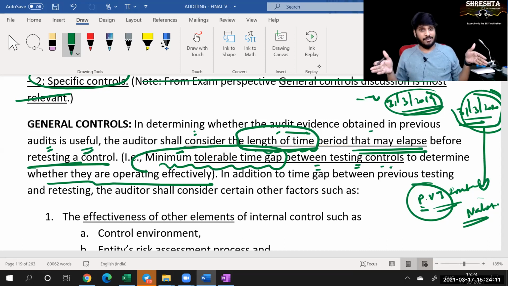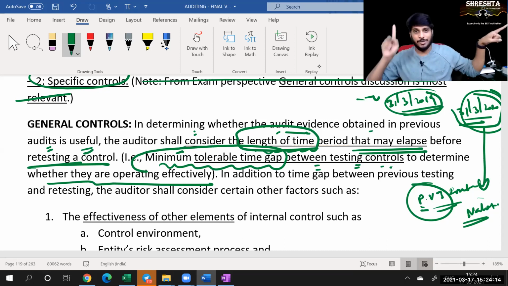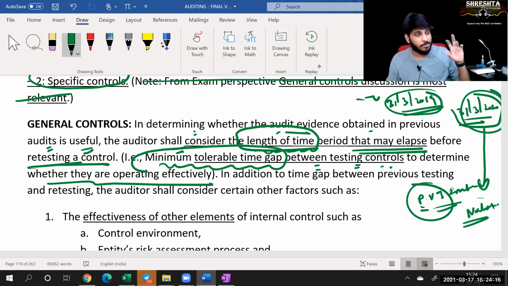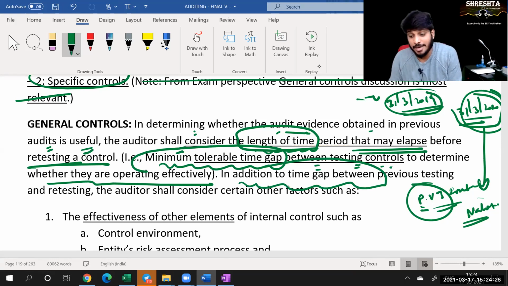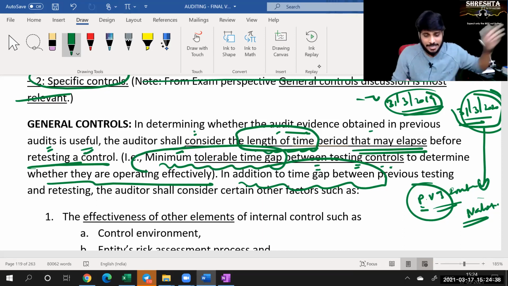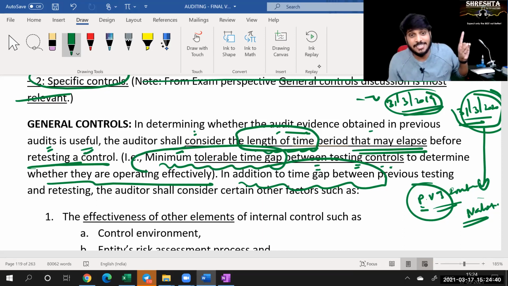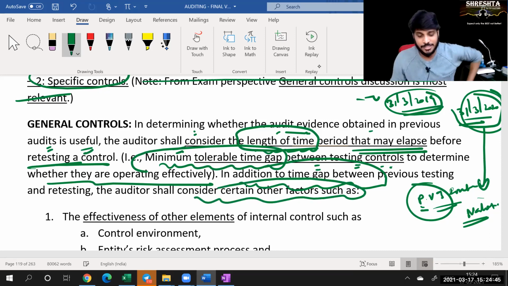Suppose you felt 12 months is enough, tolerable, fine. Last year's evidence you can use in the current year. No, if 12 months is not tolerable, then last year's evidence which I got 12 months before, I can't use in the current year. So in addition to the tolerable time gap between previous testing and retesting, the question is whether instead of retesting, I can use last year's evidence. The following factors I need to consider.